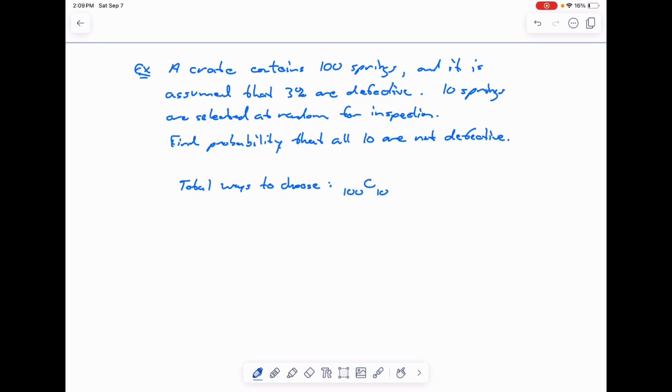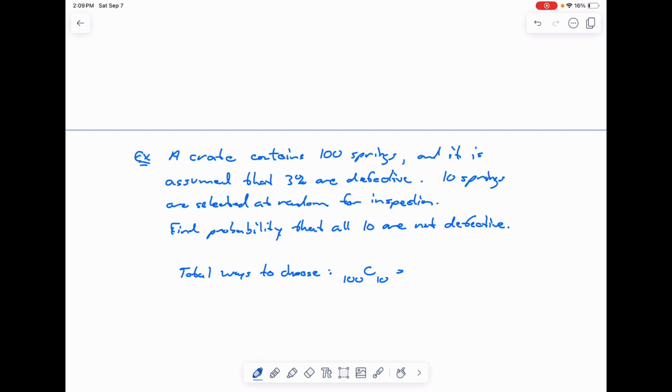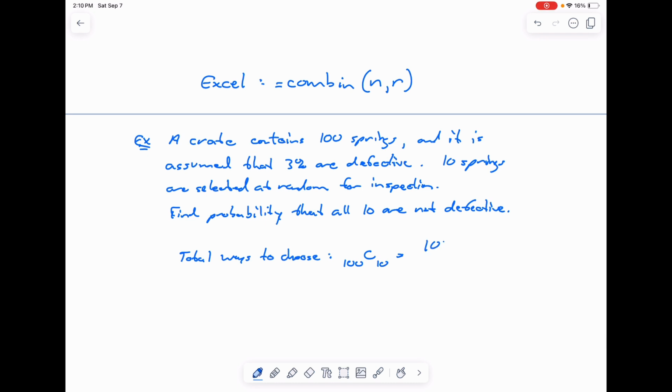choosing 10 of them. By the way, I should mention too, in Excel, if you want to do a combination, it is equals COMBIN(n, r). So you've got that option also. Again, some of you might know how to do this on your calculators. If you want to do this with the factorial, it's 100 factorial divided by 10 factorial times 90 factorial.